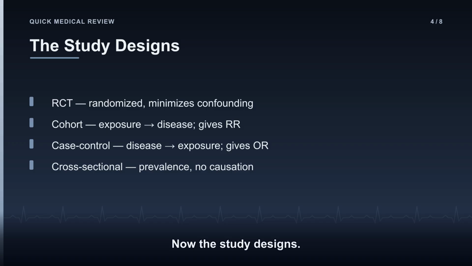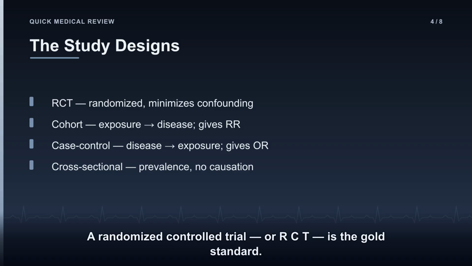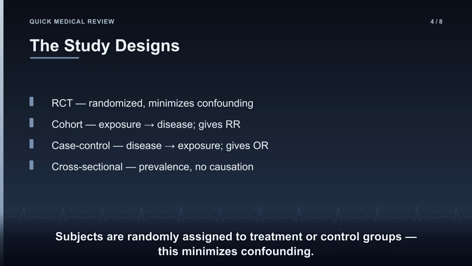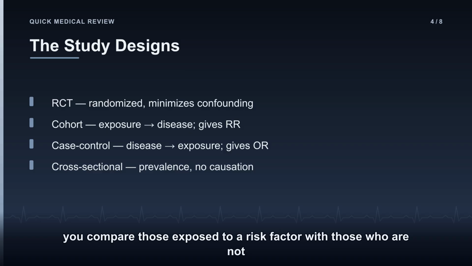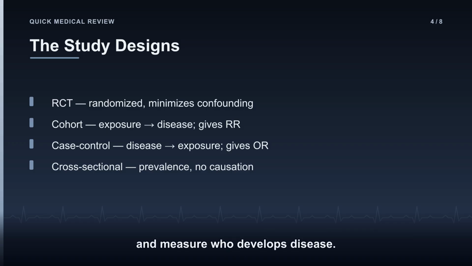Now the study designs. A randomized controlled trial, or RCT, is the gold standard. Subjects are randomly assigned to treatment or control groups. This minimizes confounding. A cohort study follows a group over time. You compare those exposed to a risk factor with those who are not and measure who develops disease. Cohort studies give you relative risk.